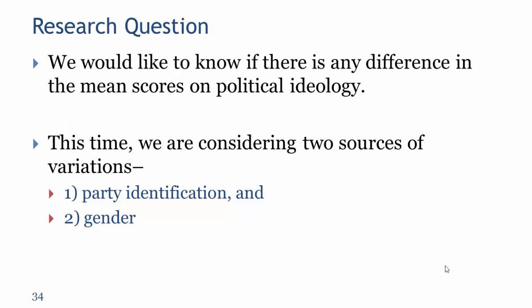Our research question is whether there is any difference in the mean scores on political ideology. But this time we have two sources of variation. One is the party identification and the other is the gender. So we would like to know if party identification has a significant effect on the differences in the average scores on political ideology, and also we'd like to know if gender has any significant impact, and also we would test if party identification and gender interact.